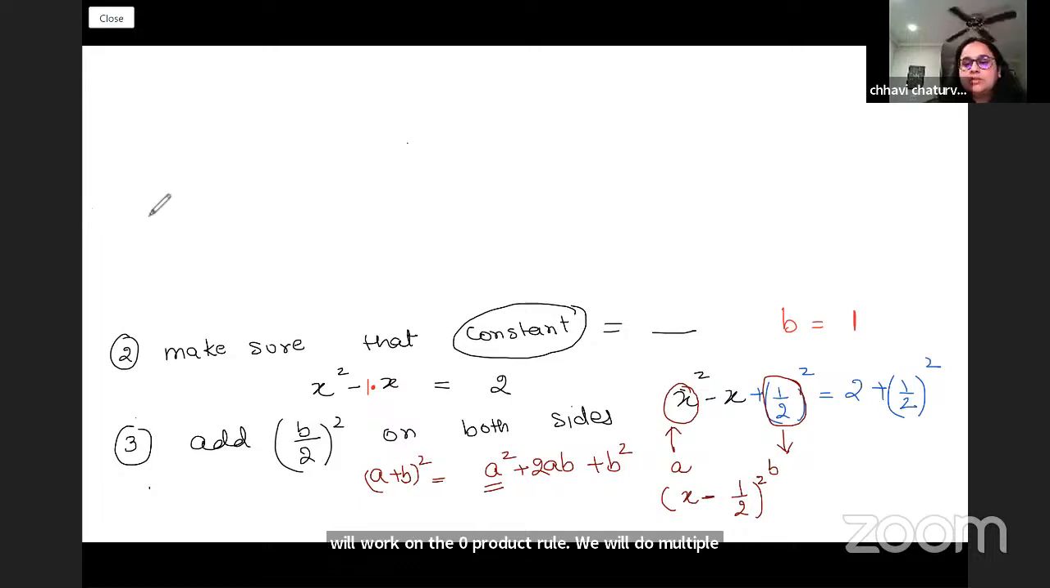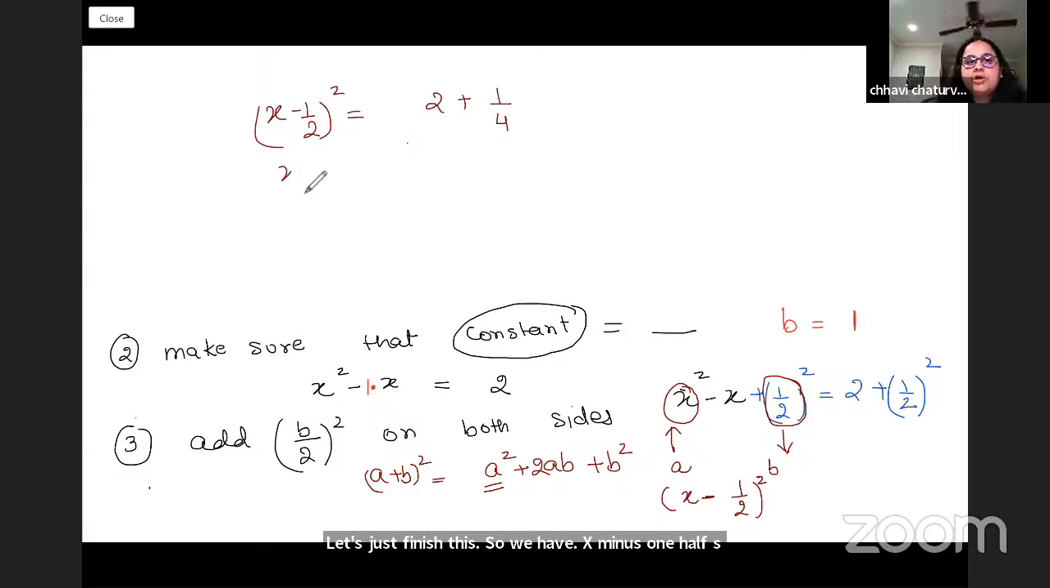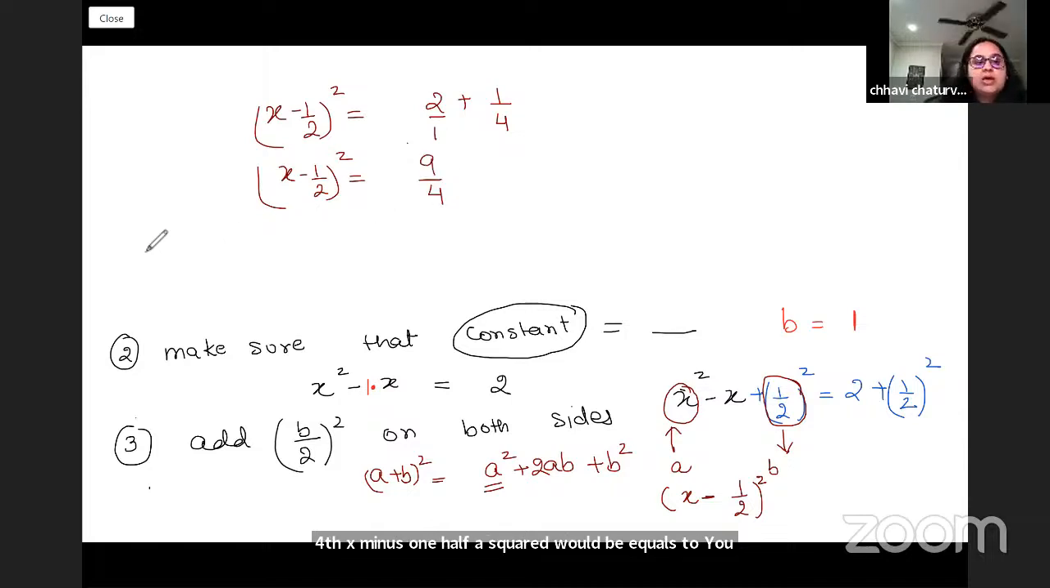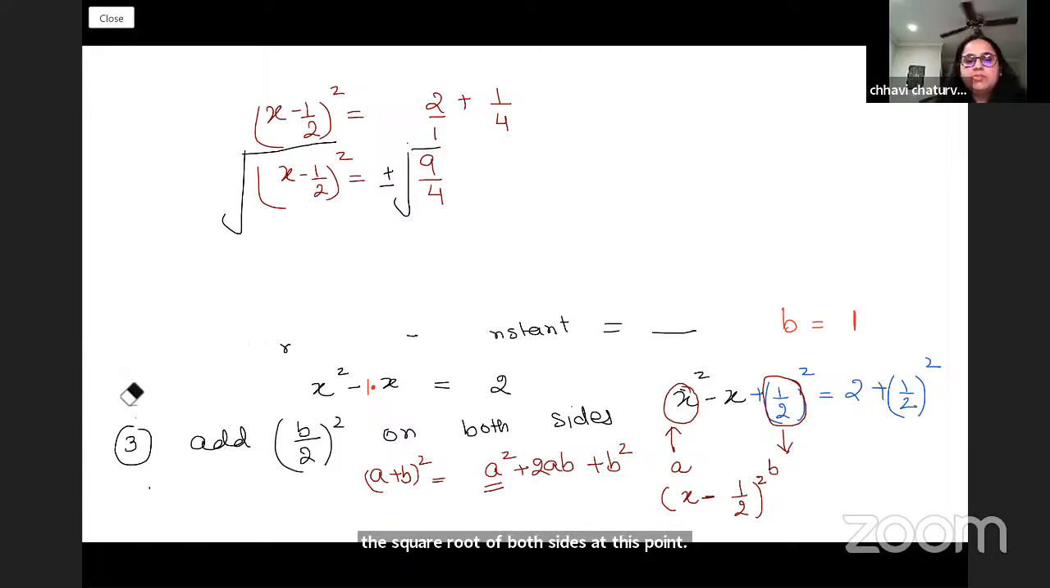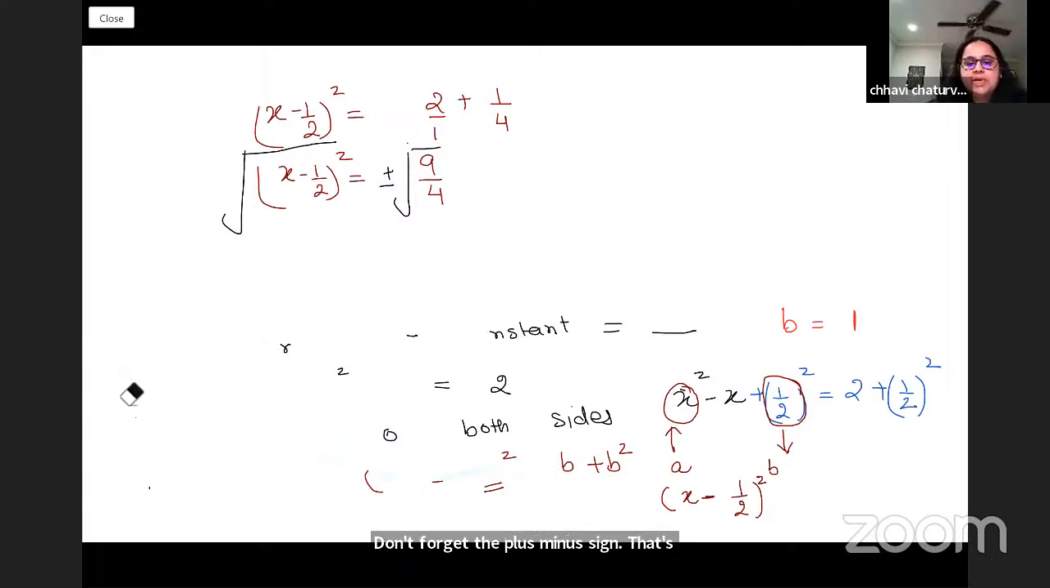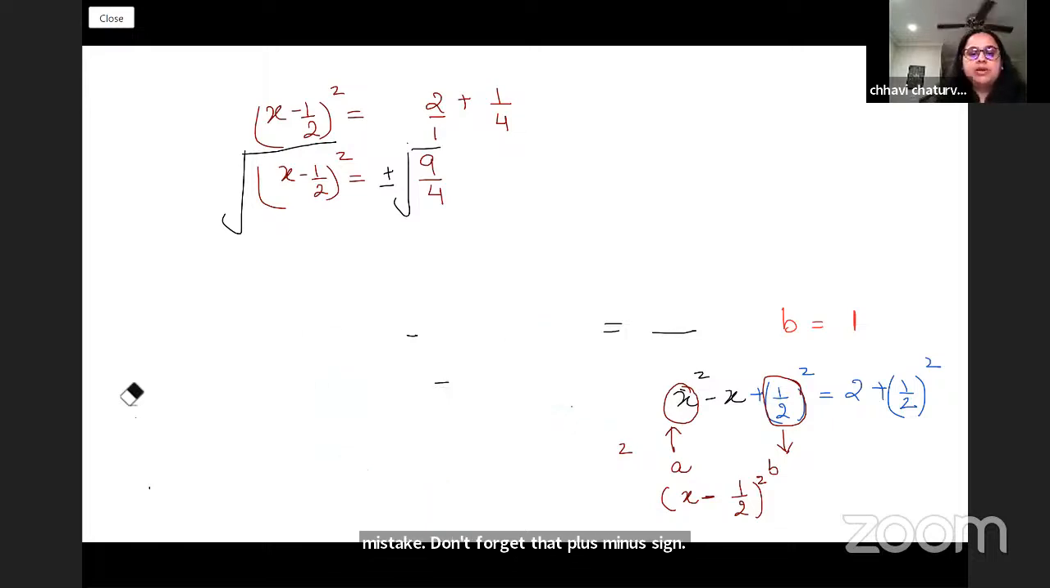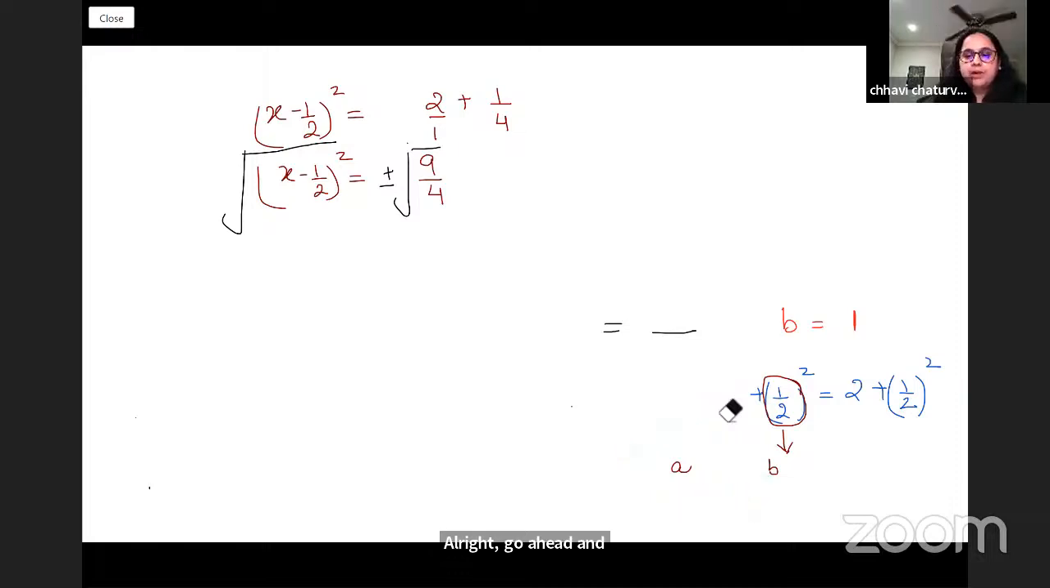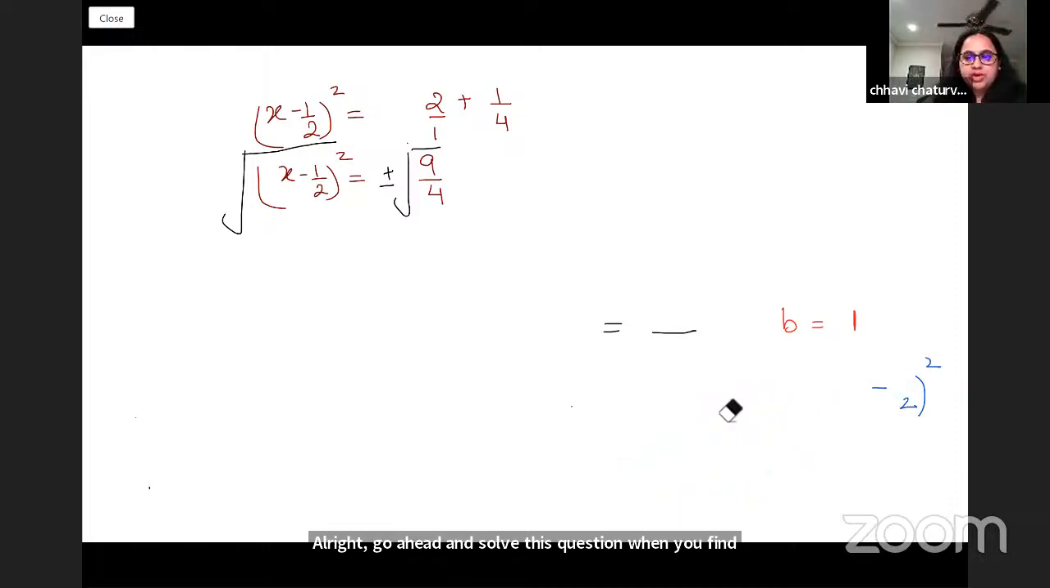Let's just finish this. So we have (x minus 1/2) squared equals 2 plus 1/4, which is... you have to now solve this. This will give you 9/4. And now go ahead and take the square root of both sides at this point. Don't forget the plus minus sign. That's the most common mistake. Don't forget the plus minus sign. All right, go ahead and solve this question. When you find the square root of 9/4, it gives you 3/2.